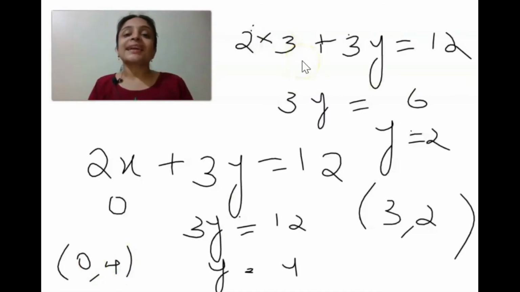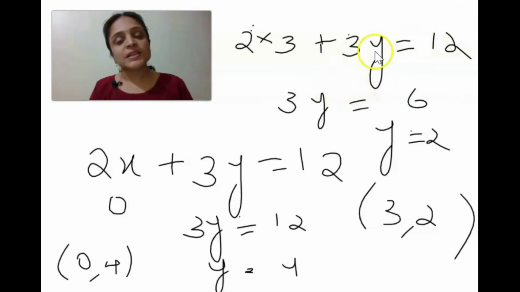Now, if you take x as 3, 2 into 3 plus 3y equal to 12. So, 6 plus 3y equal to 12. So, what is 3y? 3y equal to 12 minus 6 equal to 6. So, y equal to 6 by 3 equal to 2. So, if you take the value 3 for x, you will have the value 2 for y. So, this ordered pair 3, 2 is also a solution of 2x plus 3y equal to 12. So we have got two solutions, 0, 4 and 3, 2.